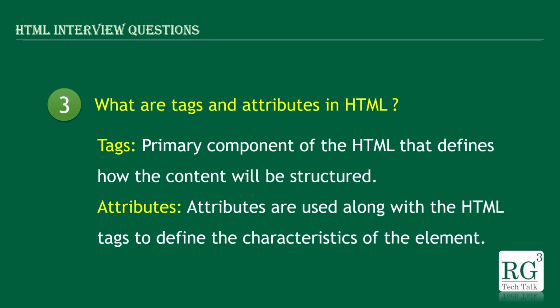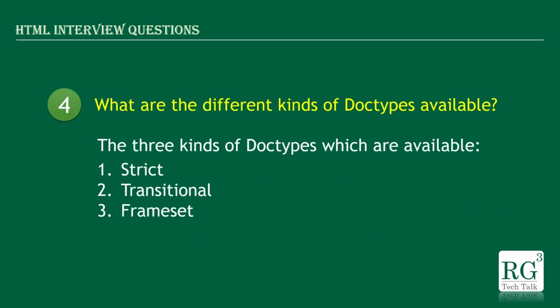Question number 3. What are tags and attributes in HTML? Tags are the primary component of HTML that defines how the content will be structured. Attributes are used along with the HTML tags to define the characteristics of the element.